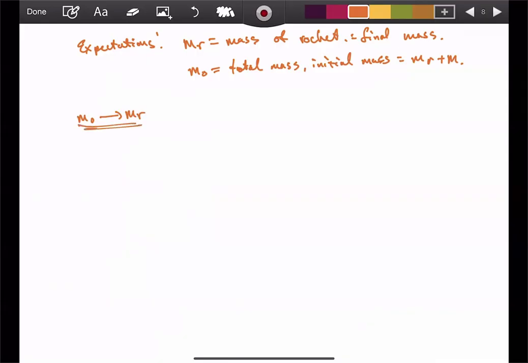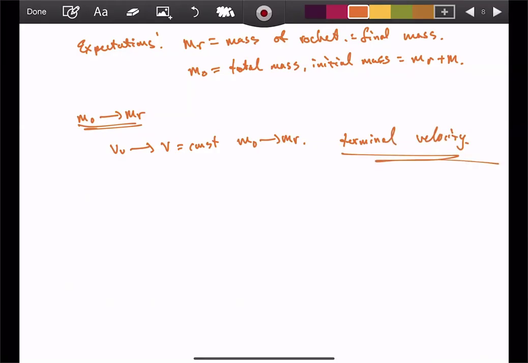Now, when it goes to the mass of the rocket, is it going to be able to keep accelerating? Well, the answer, of course, is no, because once it expels all of its fuel mass, it is going to go from some initial velocity to some final velocity, where that final velocity will be equal to some constant when the mass goes down to the mass of the rocket. So basically, this thing is going to reach some sort of terminal velocity.